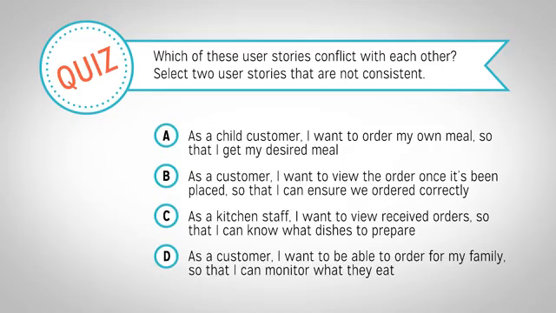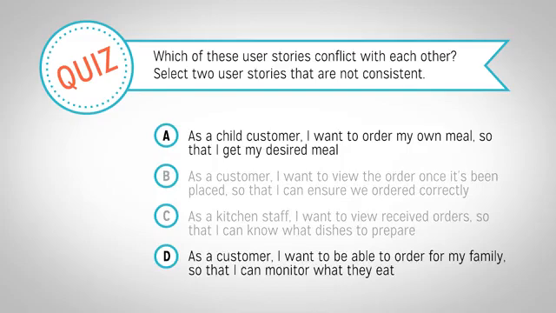Answers A and D are not consistent, since in answer A, the child customer has the freedom to order their meal, and in D, they do not. All the other combinations are consistent with each other. Therefore, answers A and D are the correct answers. Next, let's talk about feasible user stories.